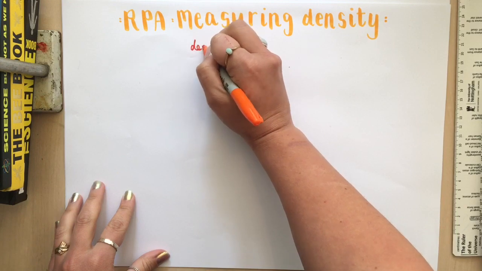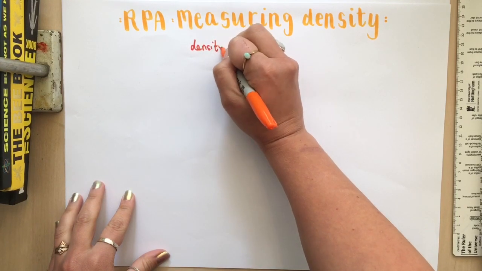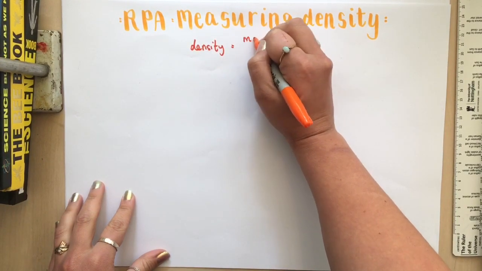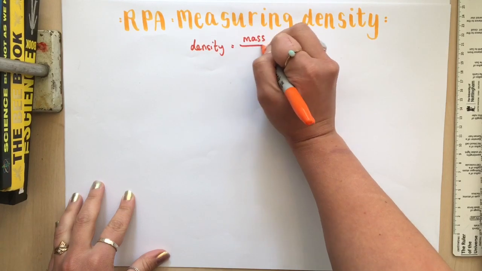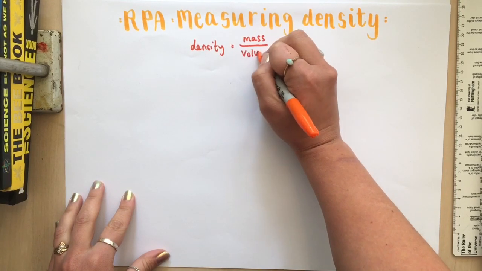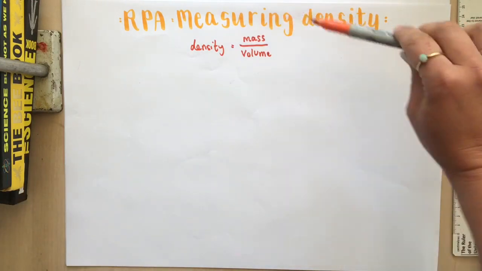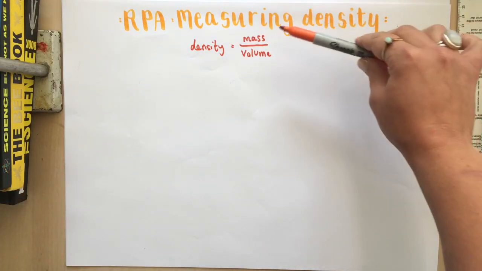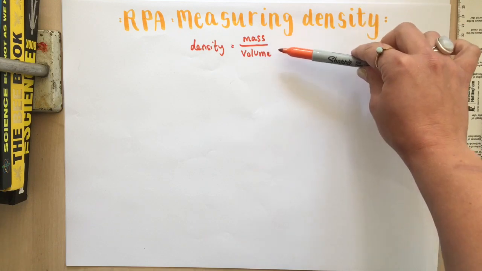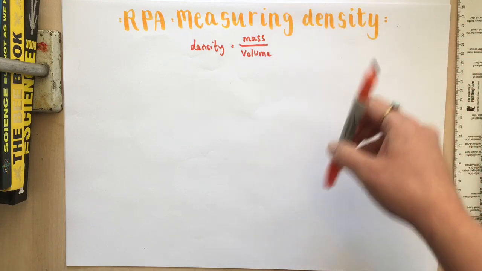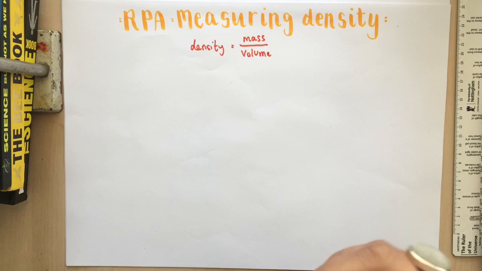So if we remember that density is equal to mass divided by volume. And that sometimes the unit that we mostly use is kilograms per metre cubed, but sometimes we use grams per centimetre cubed as well.